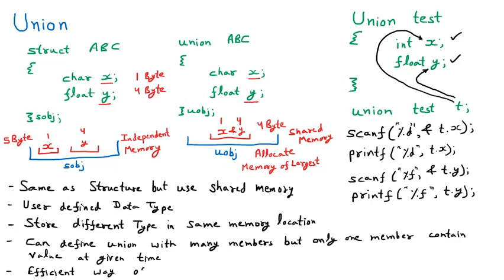So it is an efficient way of using the same memory for multiple purposes. Multiple purposes means we are going to use different data types and we can give the same memory.